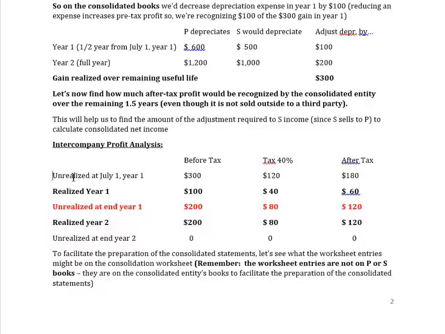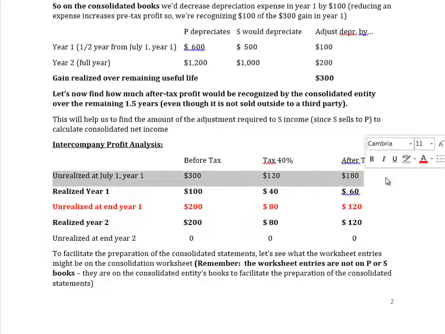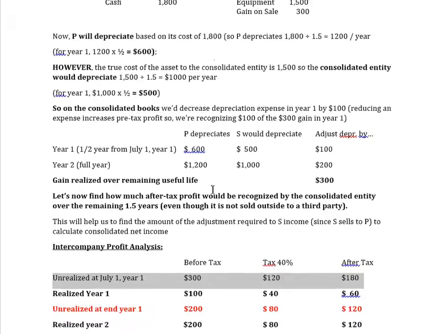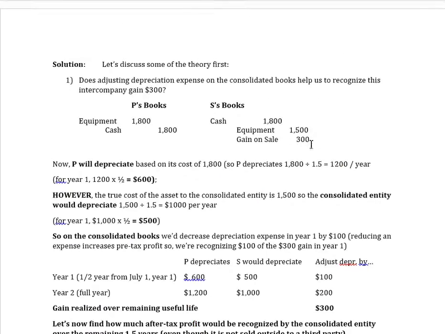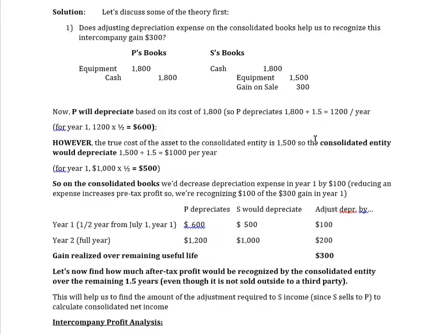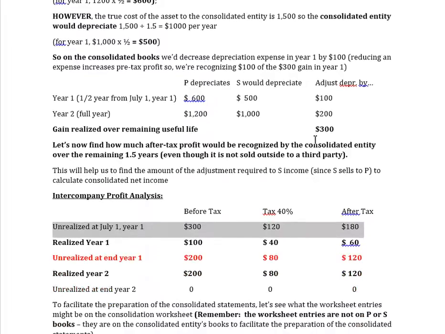Well, at the date the sub made the sale to the parent of that piece of equipment, we do remember that the sub booked a $300 gain. That gain is going to be realized into income. Tax on that gain that would have been recognized through tax expense by the sub would be $120. So on an after-tax basis, their income has a $180 after-tax gain that can't be recognized fully in year one.